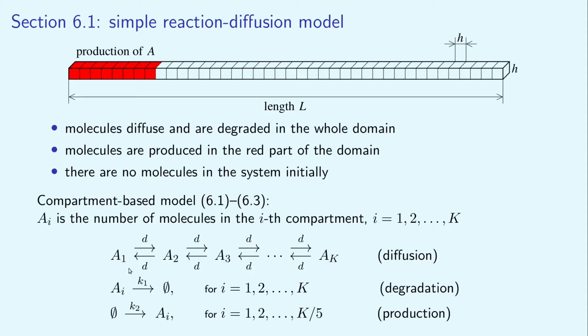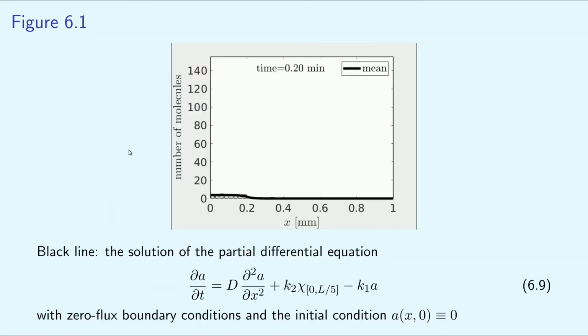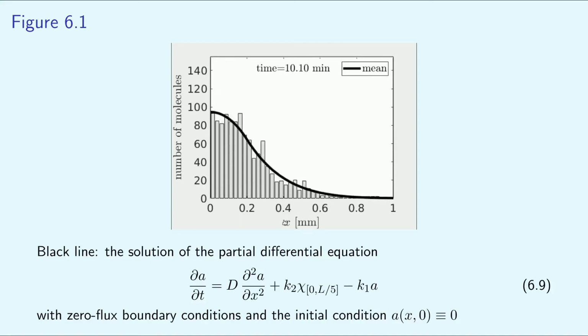Then diffusion is described by this chain of chemical reactions, which we studied in chapter 4. Degradation happens in every compartment, and the chemical species A is produced in the red compartments. Therefore, this reaction diffusion model is given as this system of chemical reactions, which we can simulate using the Gillespie stochastic simulation algorithm with the results presented in this video.